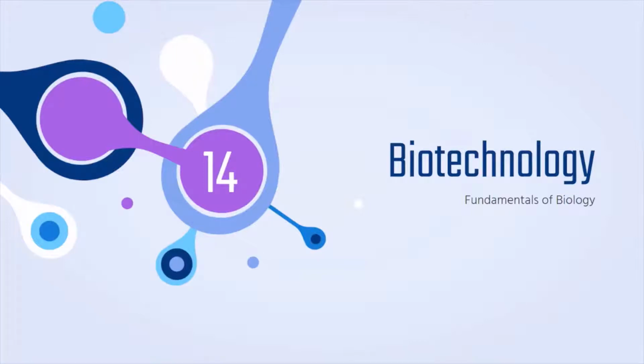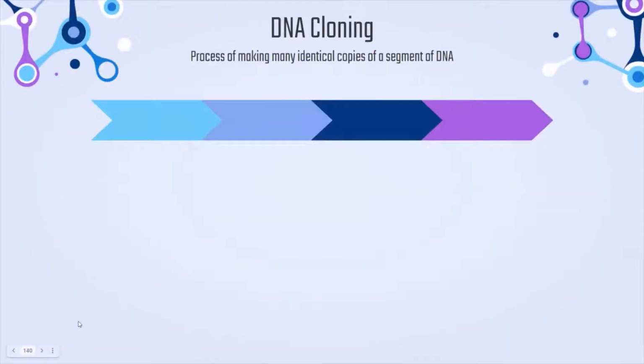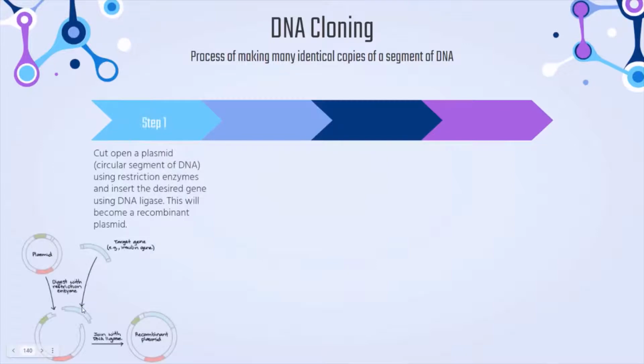This is the 14th video in the fundamentals of biology, and today we're talking about biotechnology. One example of biotechnology is called DNA cloning, and this is the process of making many identical copies of a segment of DNA. The first step is to cut open a plasmid, and a plasmid is a circular segment of DNA that is contained within some organisms.